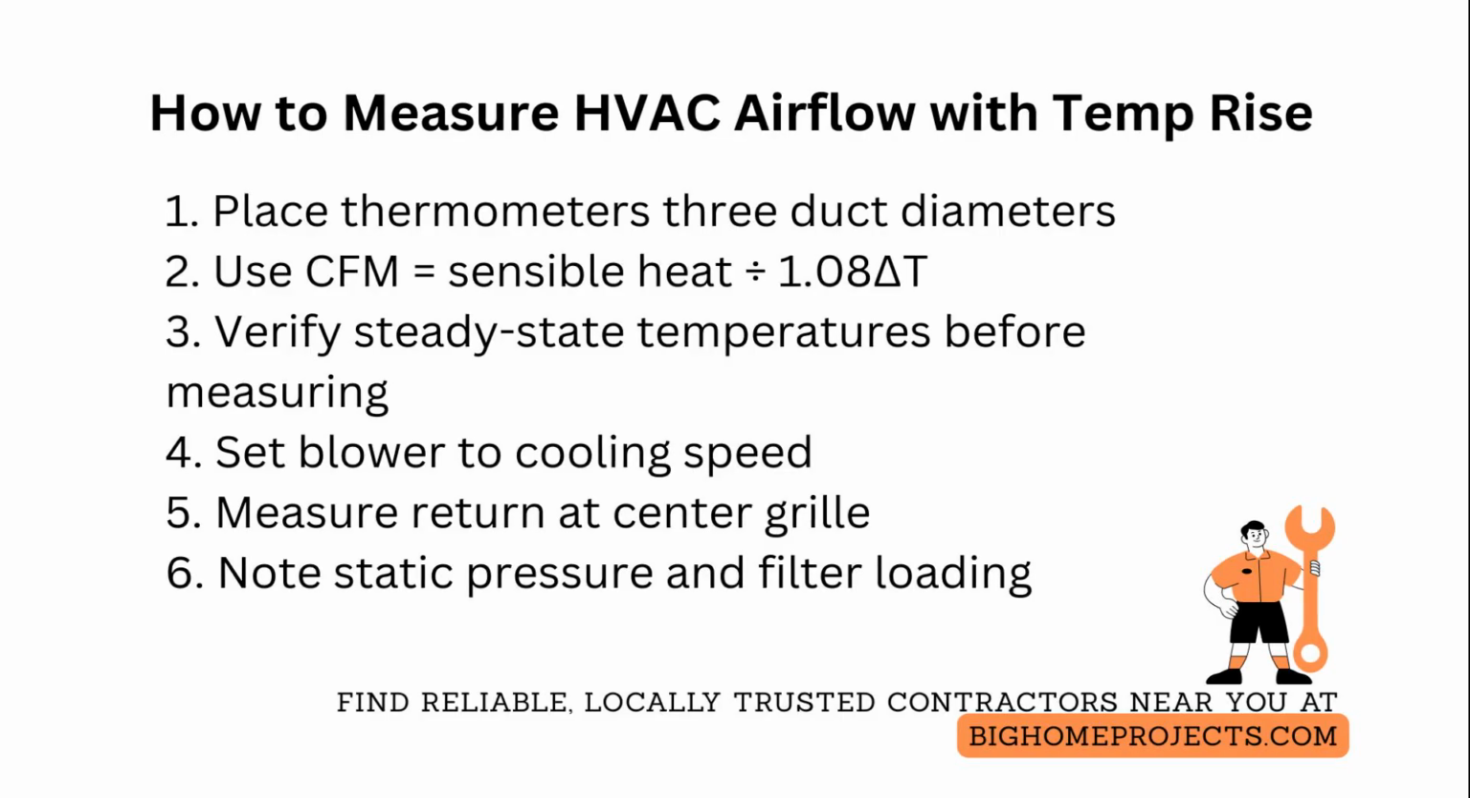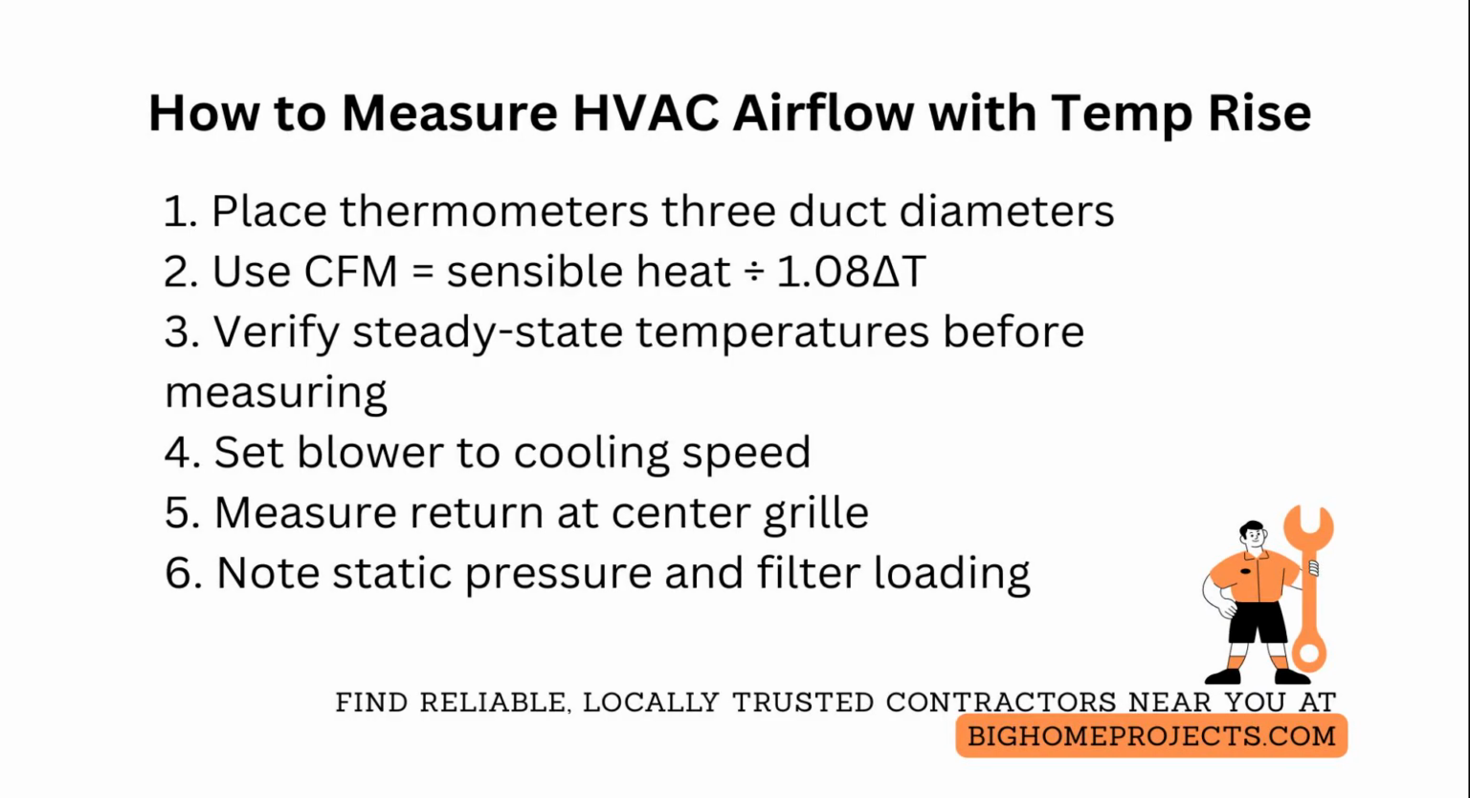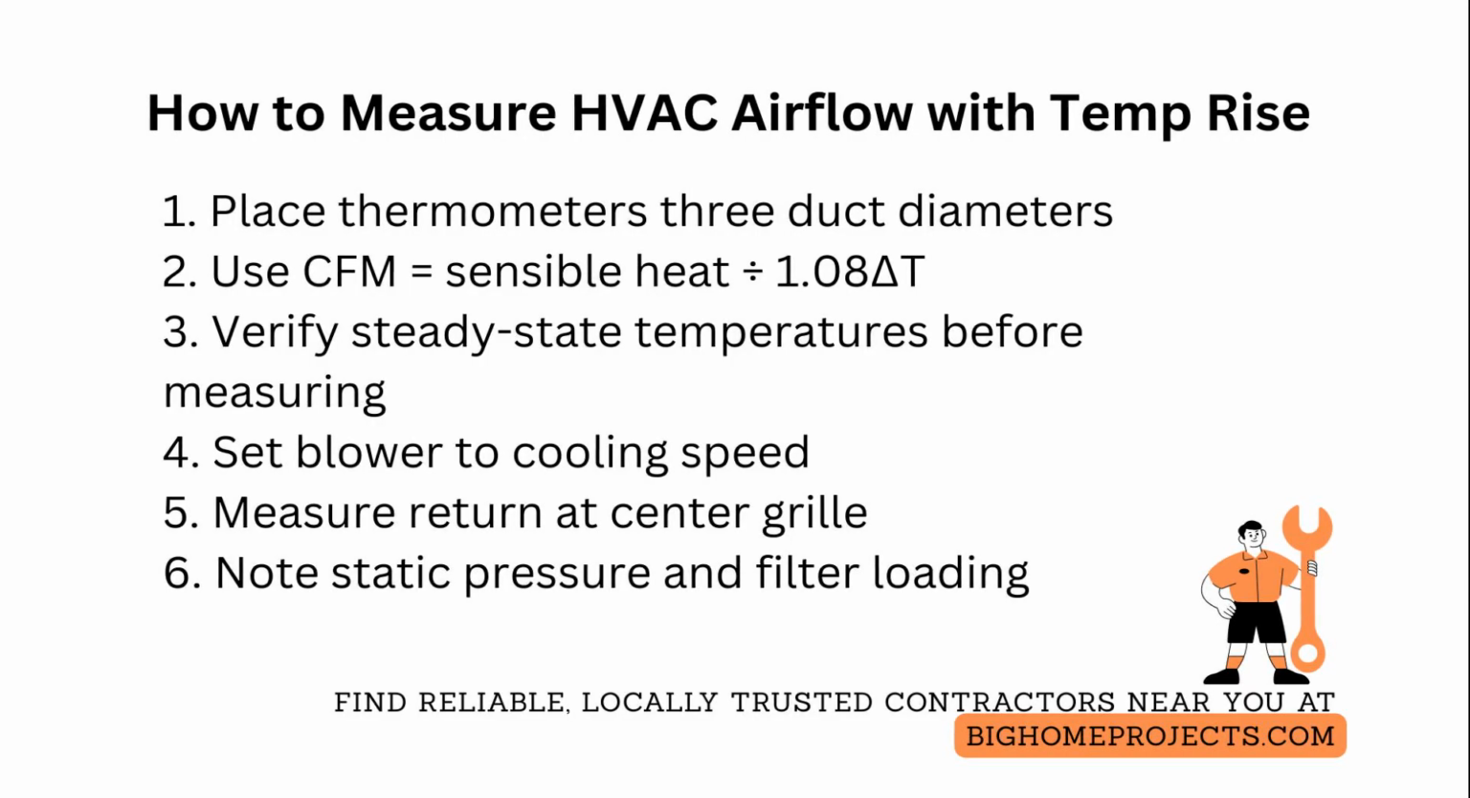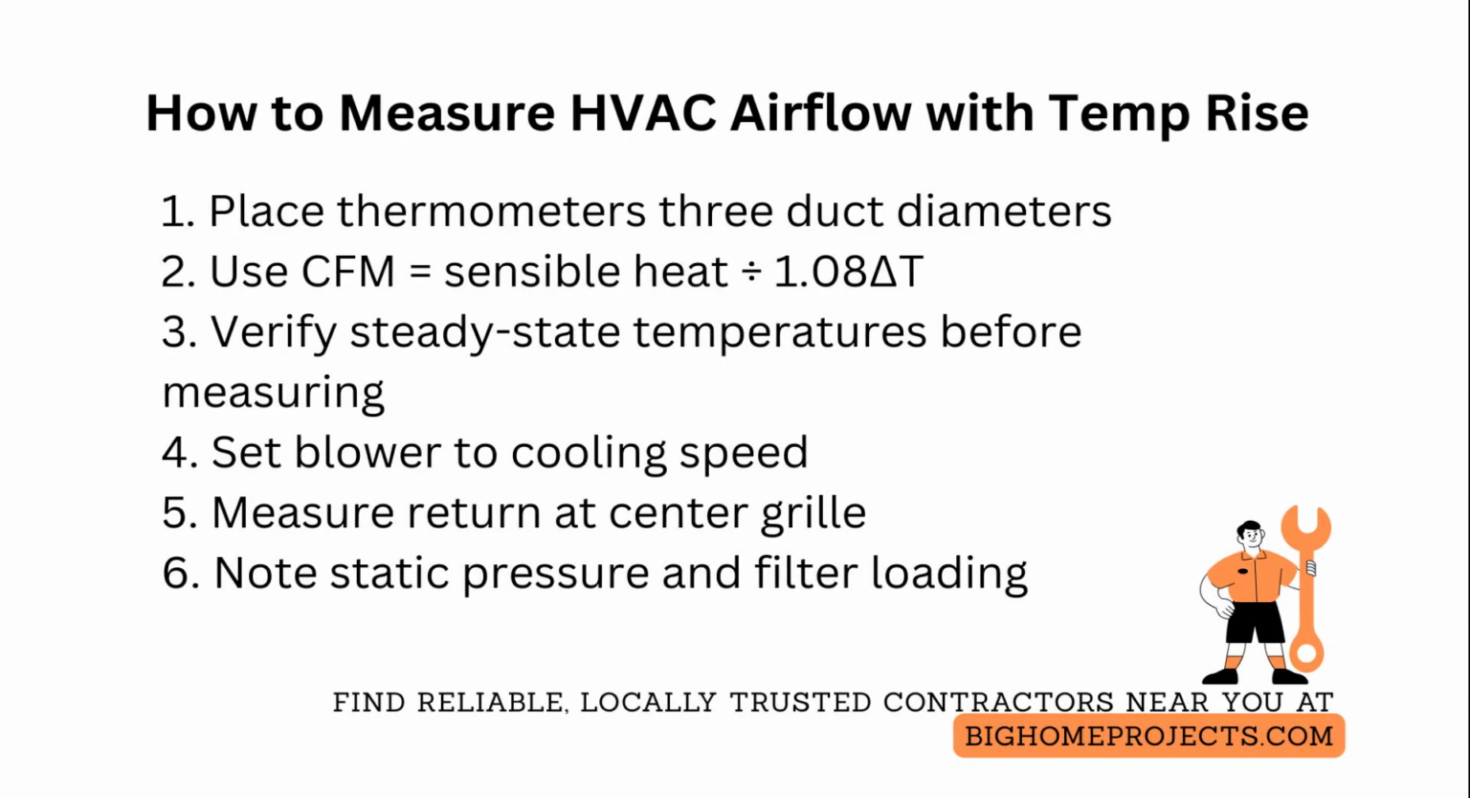If you see greater than 5 degrees Fahrenheit variance between multiple supply readings, average them only after confirming equalized blower distribution. Compensate for filter loading by noting static pressure across the filter and, if necessary, remove or replace the filter to replicate manufacturer test conditions, then remeasure.